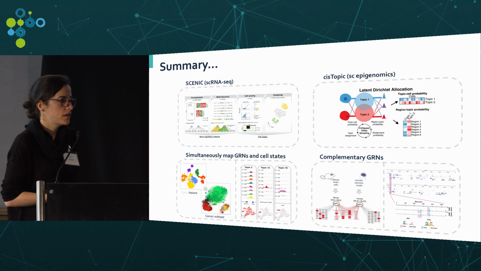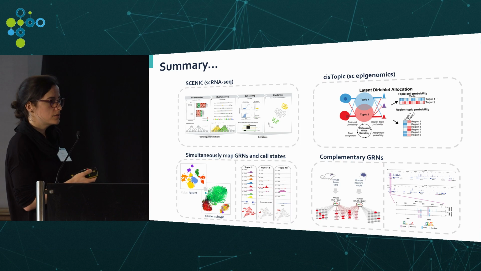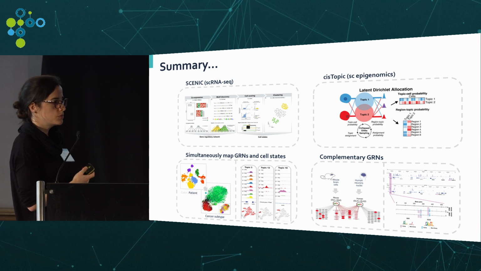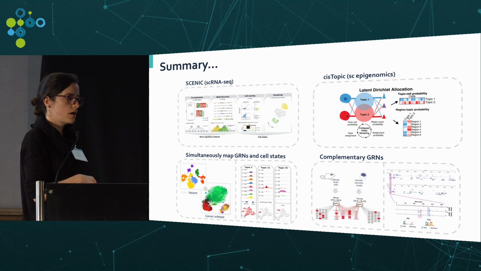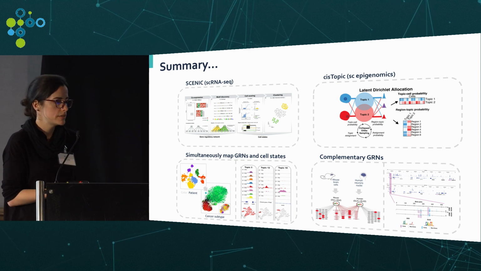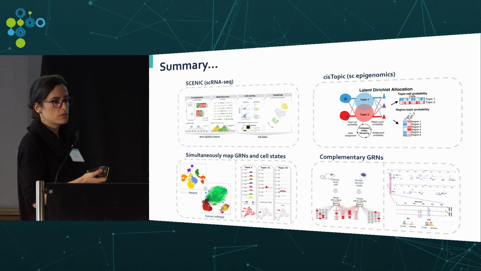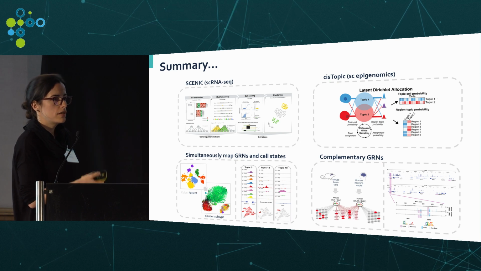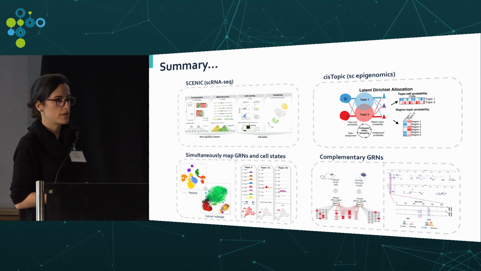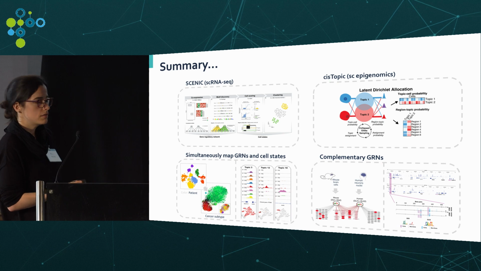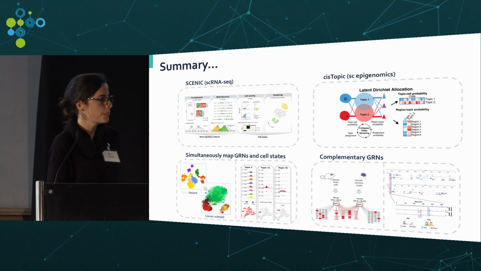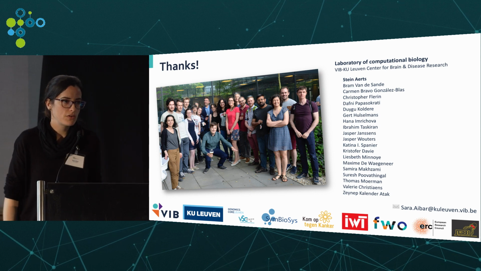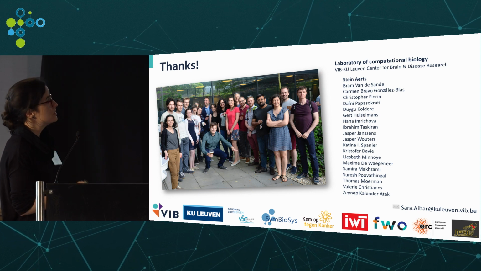So in summary, I have presented SCENIC and cisTopic, which both allow to simultaneously map gene regulatory networks and cell states using either RNA-seq or single-cell epigenomics data. And the main conclusion is also that they provide concordant but complementary gene regulatory networks to study the transcriptional regulatory code.